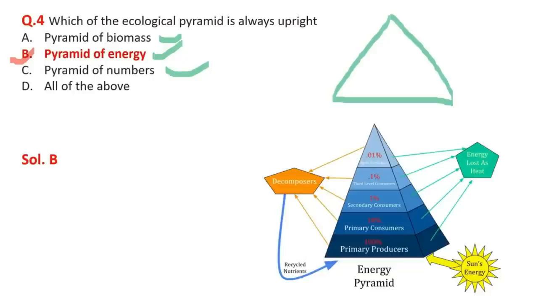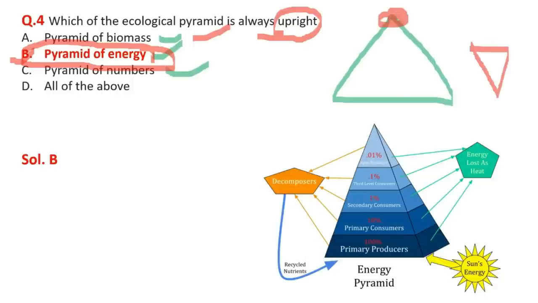Biomass, you should be knowing the meaning, is organic matter. So it can be upright as well as inverted. And with respect to the pyramid of numbers, it can be a combination of both upright as well as inverted. In the previous forest example you have studied, it can be the other way also. But when we see about energy, it is always upright. Upright is when a sharp edge or apex comes on the top. Otherwise, this is called inverted.